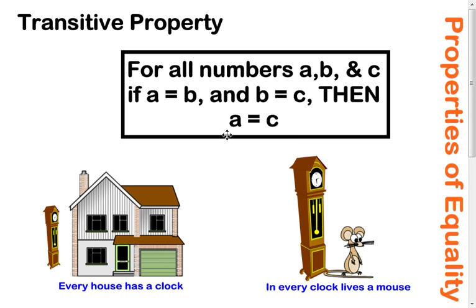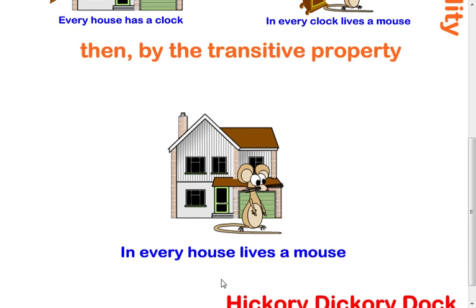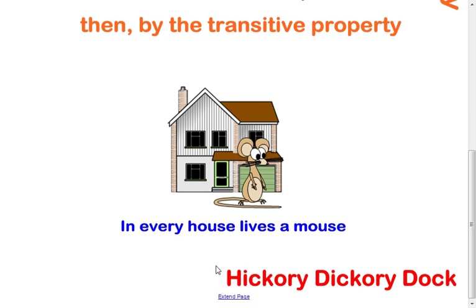Then you get to the transitive property. Now you're looking at three different things. Here we have A equal to B, and then B equal to C. If that's the case, then you're going to know that the first and the last will also be equal, and A equal to C. A little example of this: every house has a clock, and in every clock lives a mouse. So therefore, every house has a mouse. Hickory dickory dock.